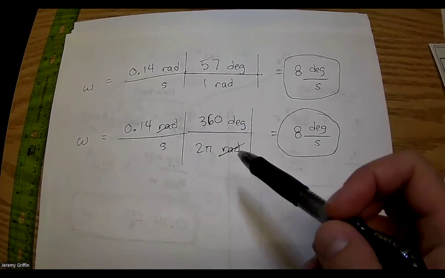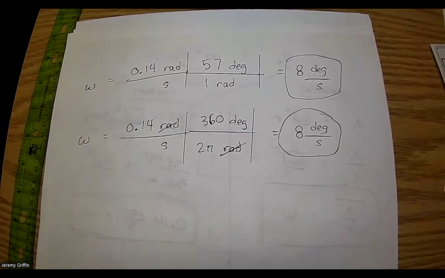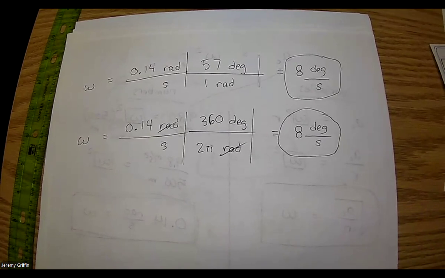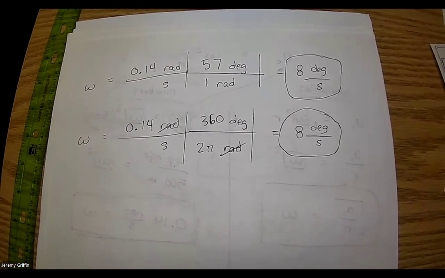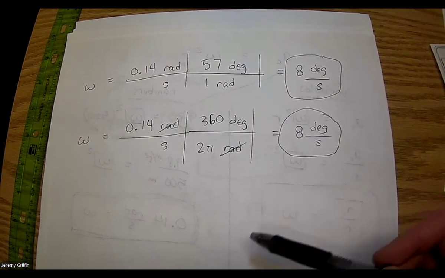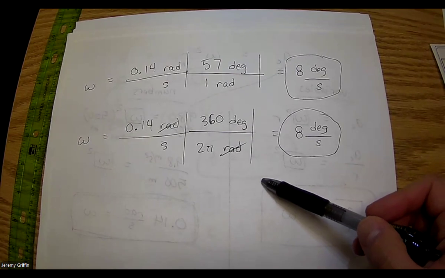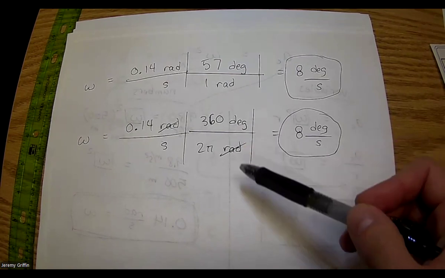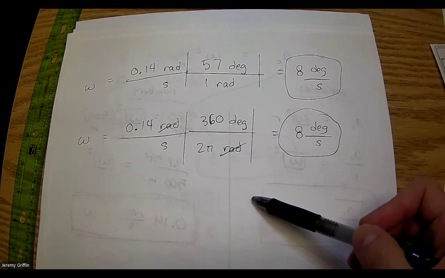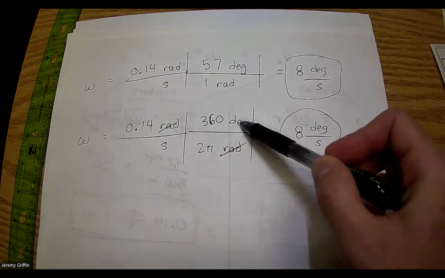I should have asked you, because this would have helped you out a lot: how do you relate degrees to radians and revolutions? There are three different ways to measure how far something has turned. Let's start with one revolution. One revolution is how many degrees? 360 degrees, which is how many radians? 2 pi radians. So 2 pi radians is equivalent to 360 degrees.